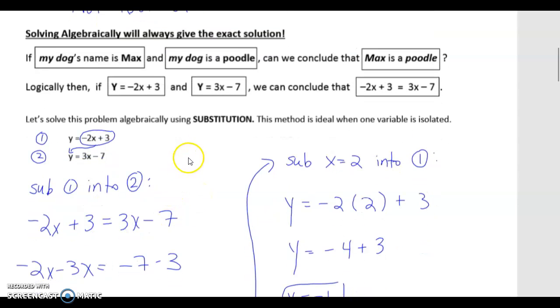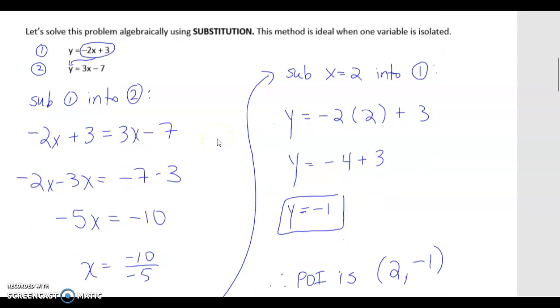So let's look at an analogy here. If I told you that I have a dog named Max, and that Max is a poodle, I'd be able to conclude that a poodle is Max. So y equals negative 2x plus 3 and y equals 3x minus 7, I conclude then that negative 2x plus 3 equals 3x minus 7, because they are both y, right? They're both y. Now I have an equation with one variable, right? Bring the x's to one side, numbers to the other, and I'd be able to solve for x. How to go about solving algebraically?